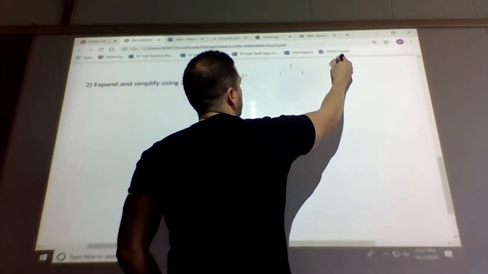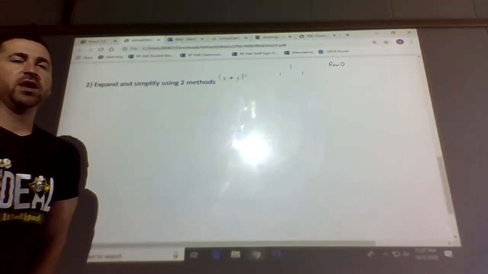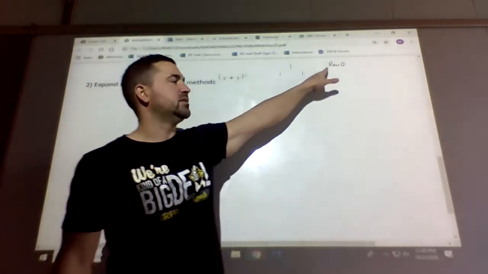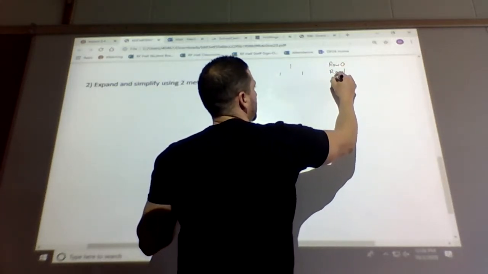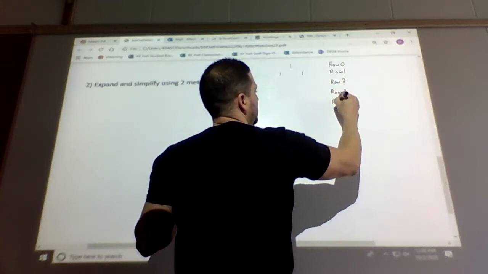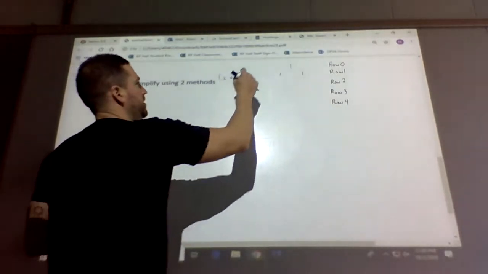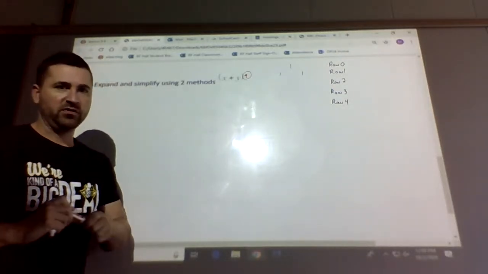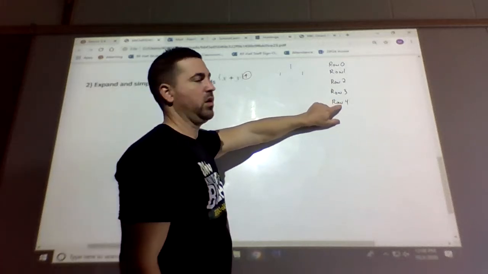So remember, row 0 is first. If you do not label it row 0 and you label it row 1, your answer won't be correct. You have to remember that row 0 comes first, then row 1, row 2, row 3, and lastly we're going to go to row 4. And we're going to read row 4 because the exponent here, if you can see it, is 4. So the order or the degree is 4, so we're going to go to row 4 on our Pascal's triangle.